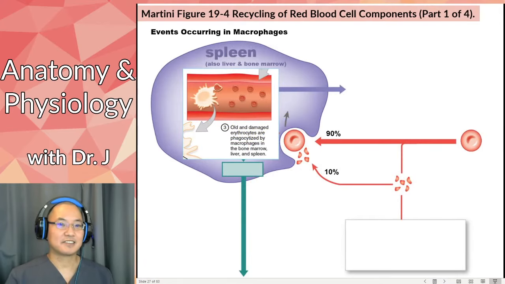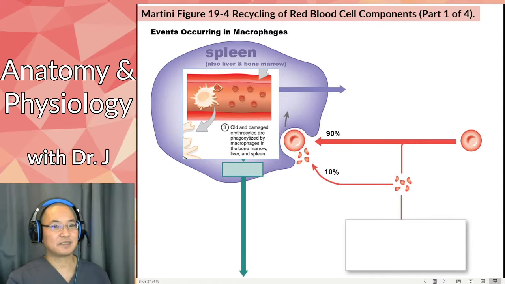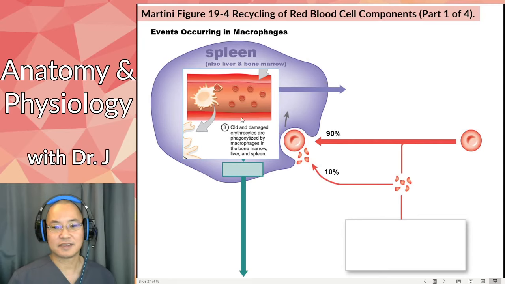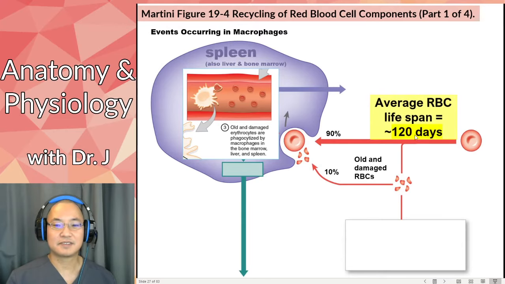And again, remember, that's also the basis of hemoglobin A1C. It's kind of like a snapshot of the last 3 to 4 months of your blood sugar. So most of them, the ones that are damaged underwent hemolysis, but most of them live around that 120 days.